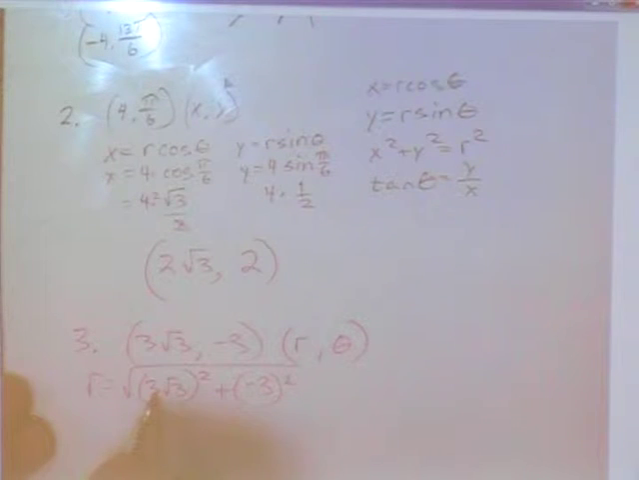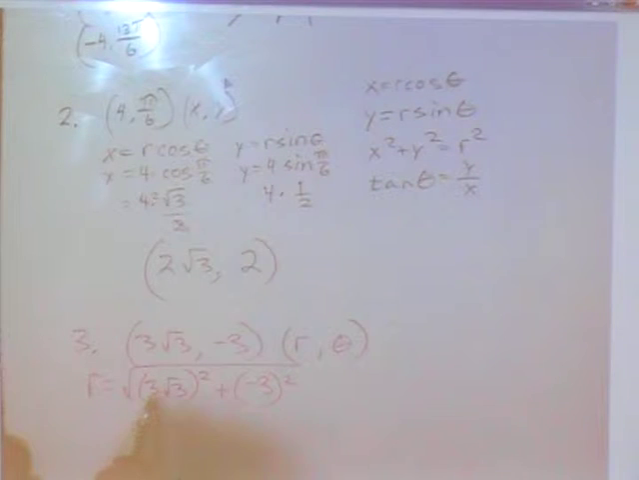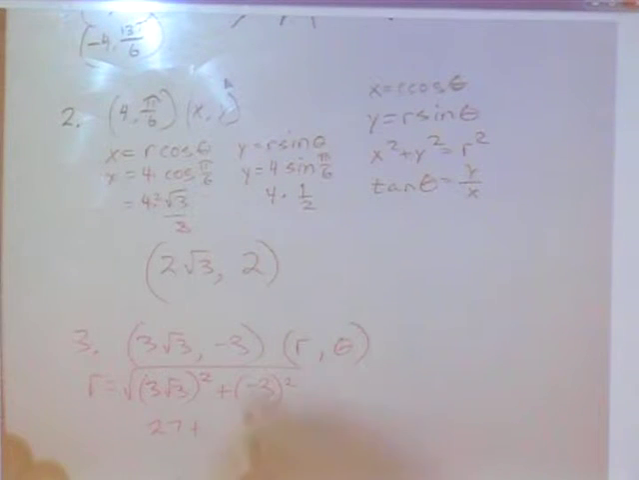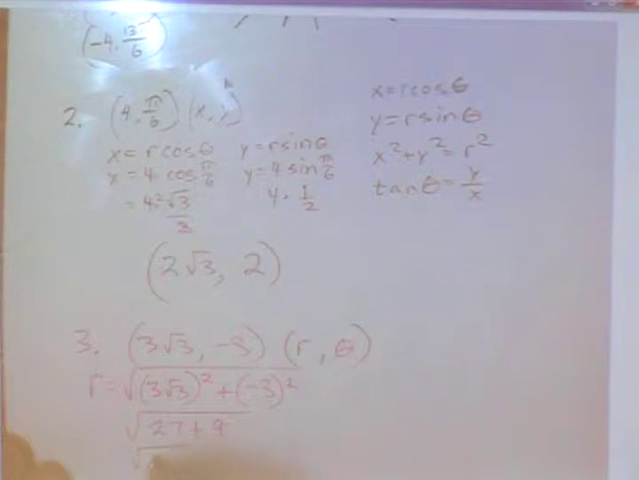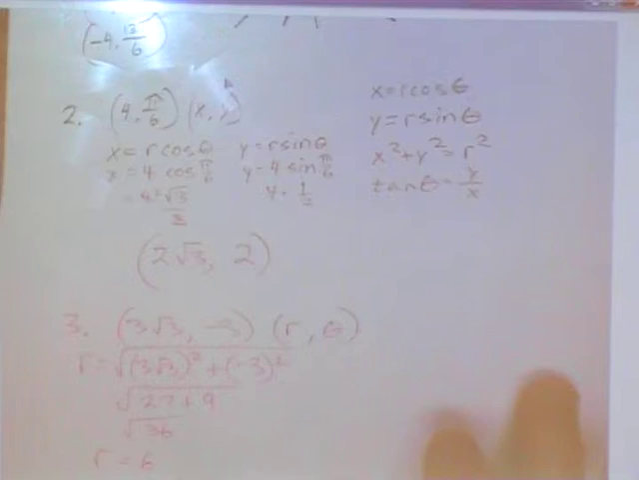3 squared is 9. The square of a square root is just the number itself. Radical 3 times radical 3 is the square root of 9, which is 3. So we have 9 times 3 is 27, and negative 3 squared is 9. So it's the square root of 36, which is 6. So there's your first part. R equals 6.